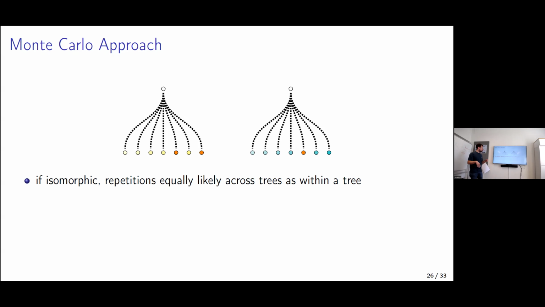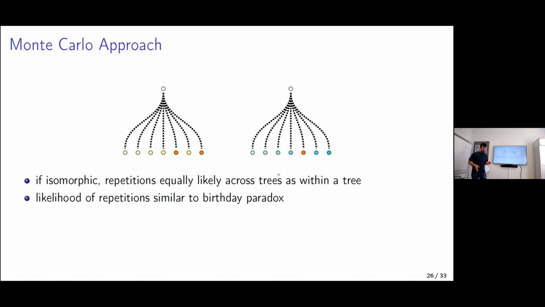And given an error probability, you can very easily turn this into a Monte Carlo algorithm by just raising the number of repetitions you'd like to see. So if you wait for 10 repetitions, you can be quite sure that the trees are actually not isomorphic. Now, I should also say that if they're not isomorphic, it's of course impossible to see an isomorphism. So if they're not isomorphic, it will always say that they're not isomorphic.